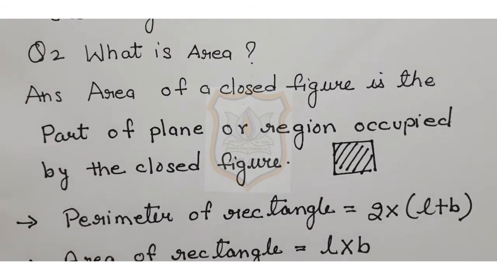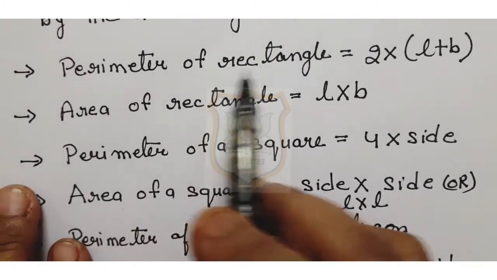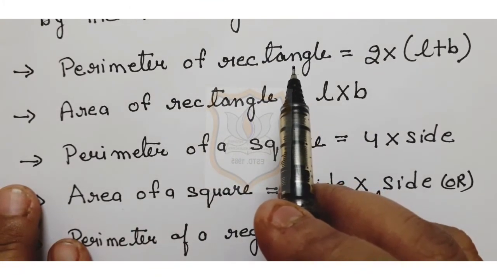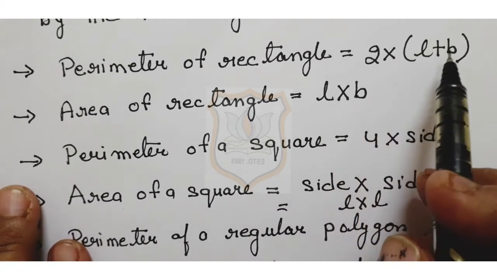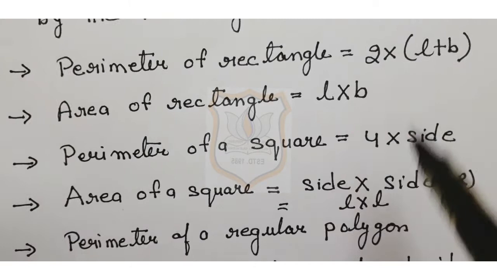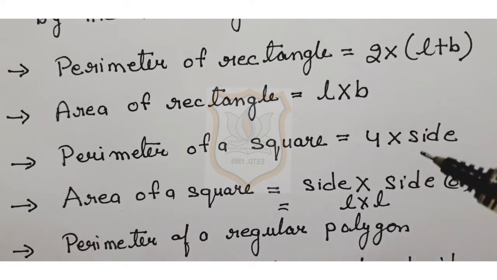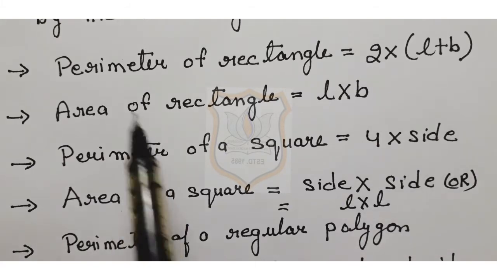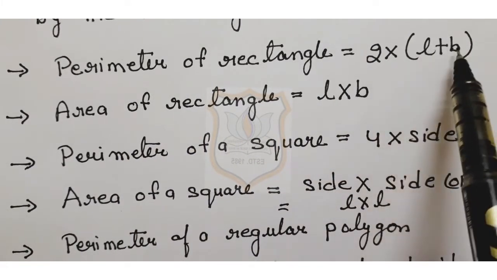Now, another point that you have to keep in mind is perimeter of a rectangle. What is the formula of perimeter of a rectangle? That is equal to 2 into length plus breadth. Students, I am again repeating it. Please write all these formulas in your notebook and you have to learn all these formulas thoroughly. So, what is the perimeter of a rectangle? That is equal to 2 into length plus breadth.